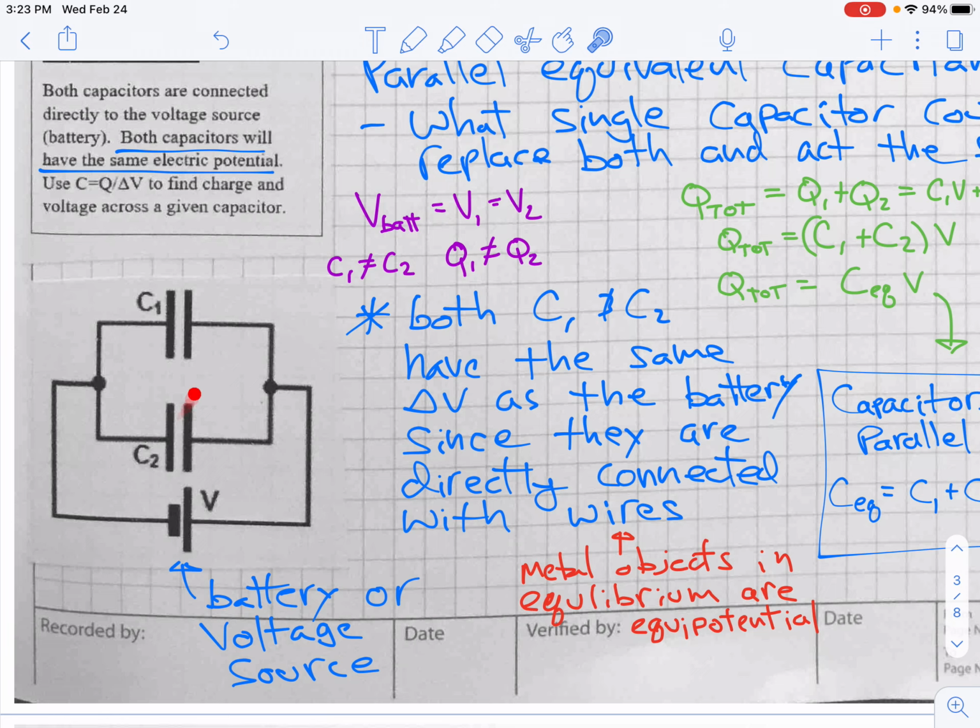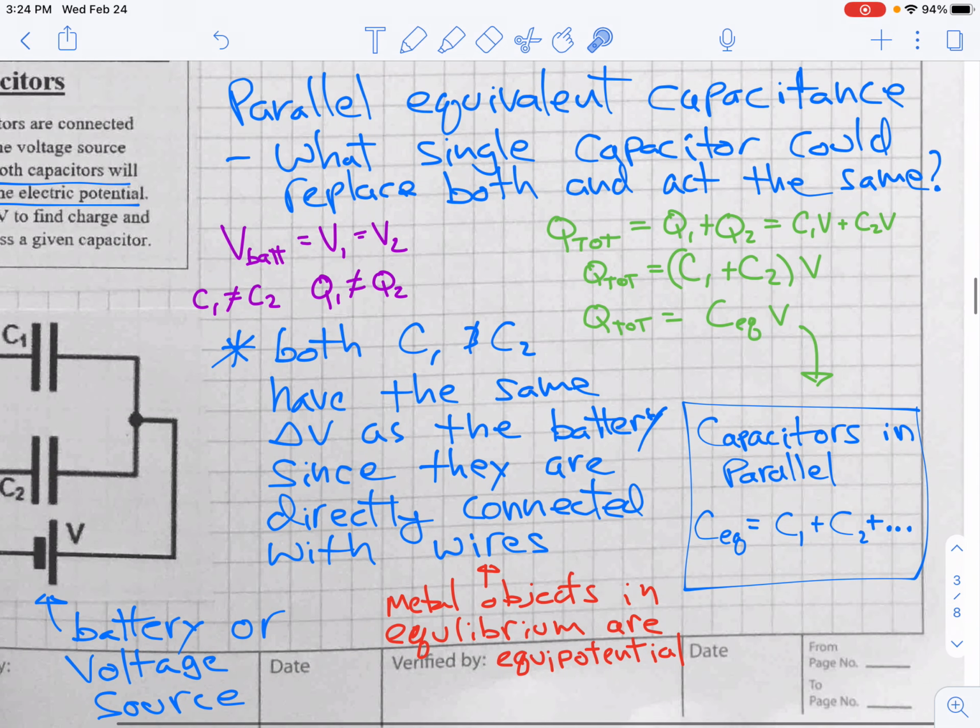Now, the total amount of charge stored on both of these, like let's say this right plate and this right plate, is going to be Q1 plus Q2. If we apply the definition of capacitance, which was C equals Q over V, and you rearrange that, Q equals CV. So Q1 is C1V. I don't need to put V1 because there's only one voltage in this problem, right? The voltage of the battery is V1 is V2. So C1V, C2V.